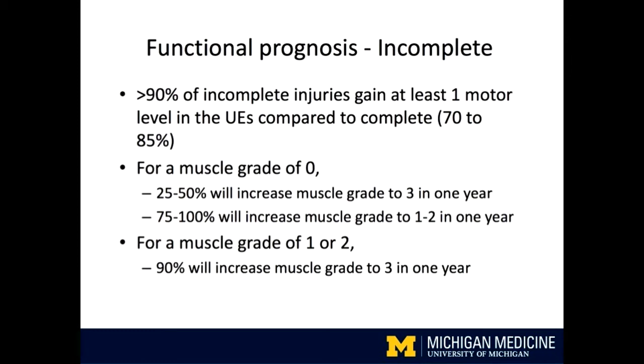In an incomplete spinal cord injury, about 90% of patients do get a 1 or 2 motor level increase. The type of incomplete that you are matters. If you're a motor incomplete, you're going to get much more recovery. If you're a sensory incomplete, you're going to get less recovery on average, right?